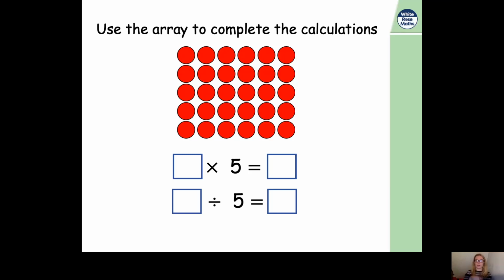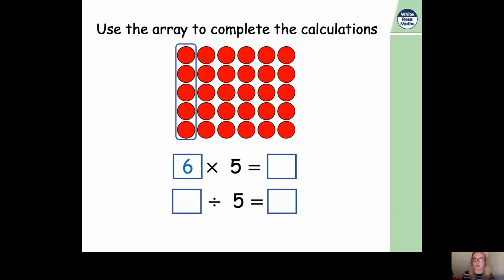Well, I have got 5 in each column. Can you see that? Each column has 5 counters in. So therefore, my first number will need to be how many columns there are. There's 1, 2, 3, 4, 5, 6 columns. Look, 1, 2, 3, 4, 5, 6. There are 6 columns. So 6 multiplied by 5.